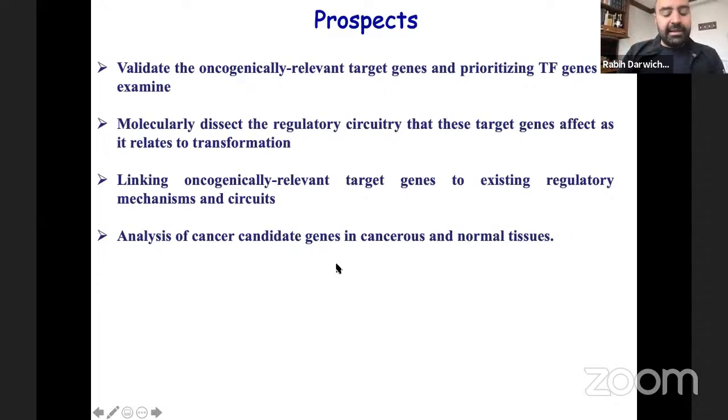I selected different genes that I am working on, especially 2 that have been shown to be very important transcription factors. I would like to validate their oncogenically relevant target genes by using siRNA and CRISPR. I will molecularly dissect the regulatory circuitry that these target genes affect as it relates to transformation. I will also link my data to previously existing regulatory mechanisms and circuits. And it will also be interesting to analyze our cancer candidate genes in cancerous and normal tissues.